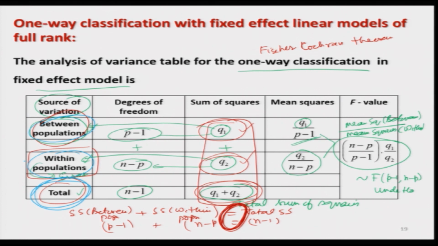Right, and that was the reason that this technique is called analysis of variance: we are trying to find out the sum of squares which are measuring the variation, and we are trying to partition them into different components, and then compare them to know whether a factor is important or not, right.